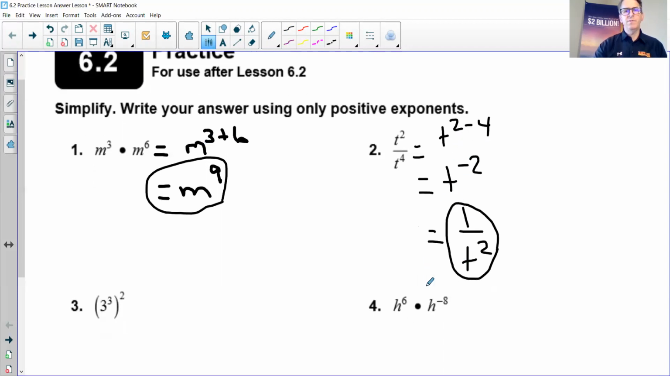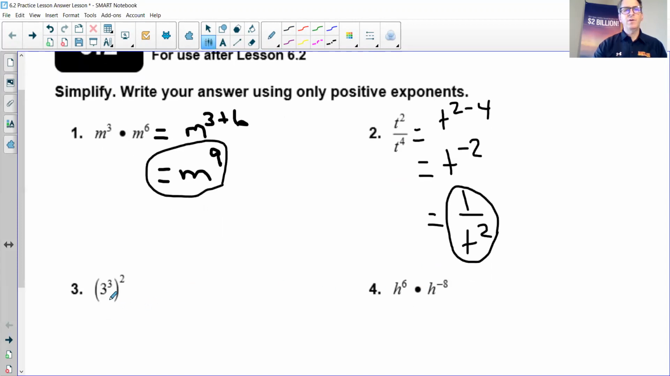Power to a power for number 3. 3 to the 3rd, that is also raised to the 2nd. So this is equal to 3 to the 3 times 2, which is equal to 3 to the 6th.